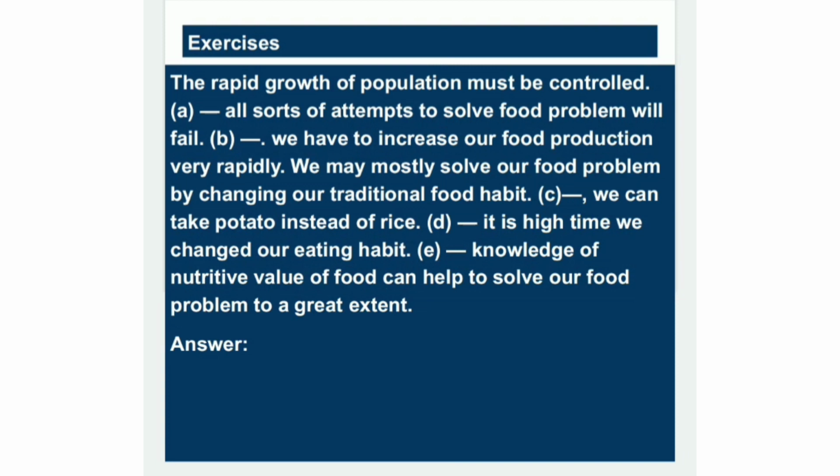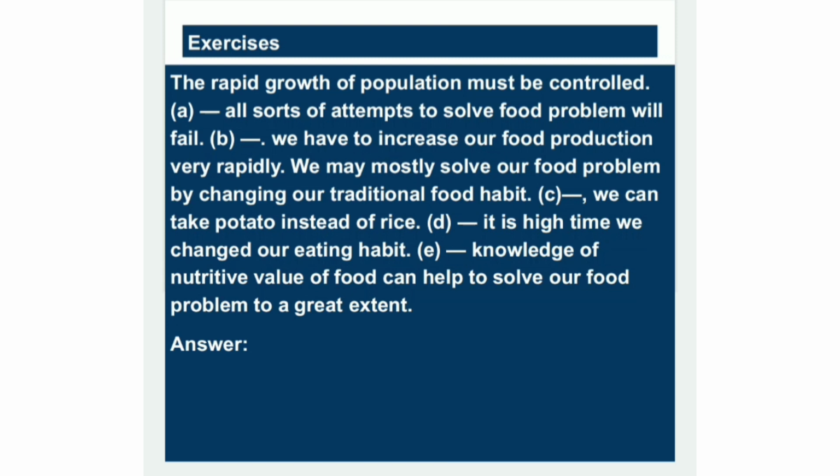Come to the next sentence. At the start of the next sentence, we have a blank. We have to increase our food production very rapidly. So this is a supportive sentence with the previous one. That's why we can put besides here, because this is additional information with the previous one. That's why we'll put additional connectors like besides, furthermore, moreover. Okay, we'll put besides here. Besides, we have to increase our food production very rapidly.